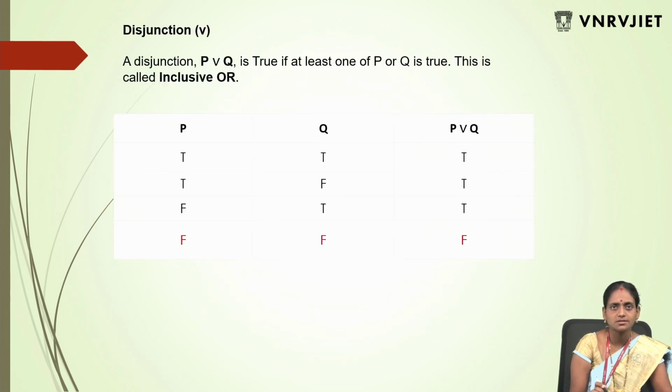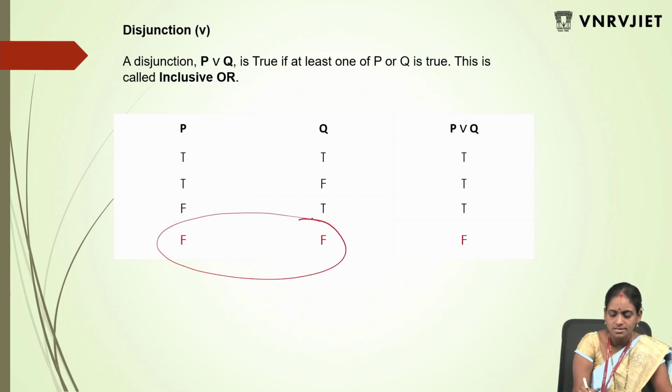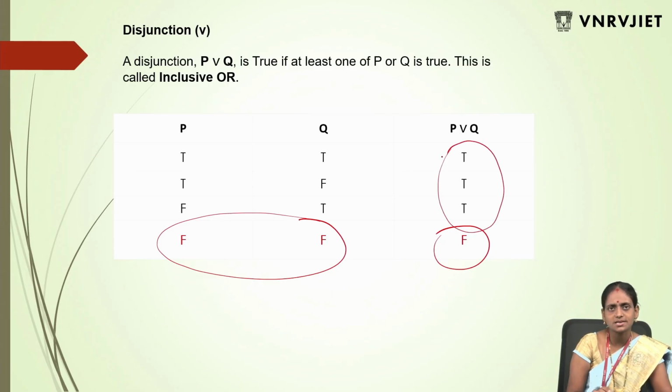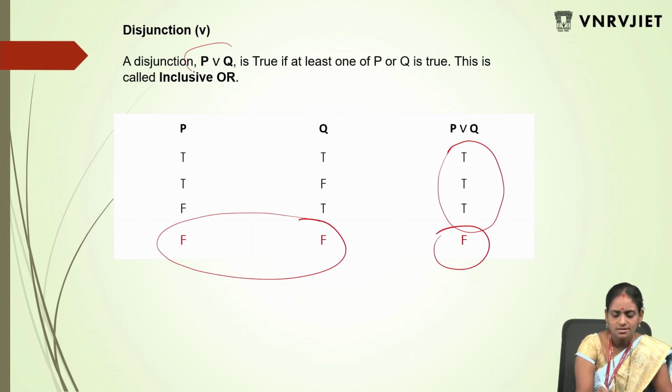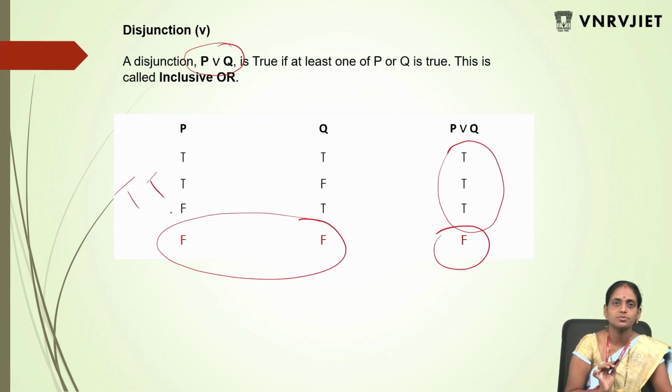And next is disjunction. In conjunction, if both cases are true, then we produce the result as true. The reverse of conjunction is disjunction. So what is the reverse? If both cases are false, then the result is false. And in all remaining cases, we represent the result as true. So this is disjunction. This is the symbolic representation, and this is the corresponding truth table.